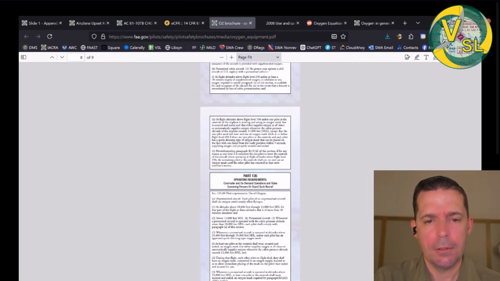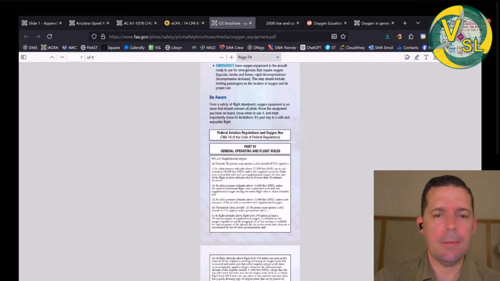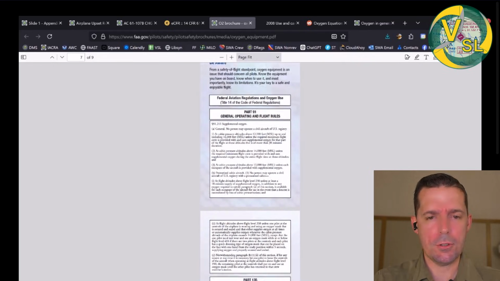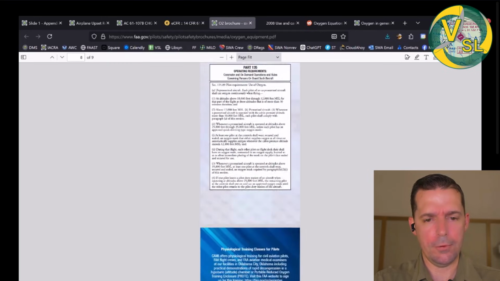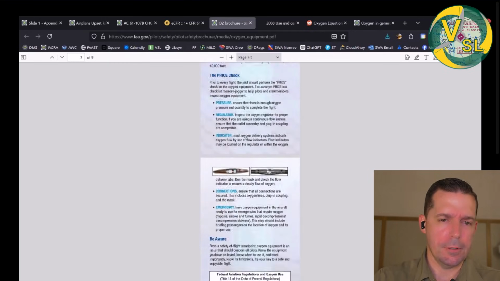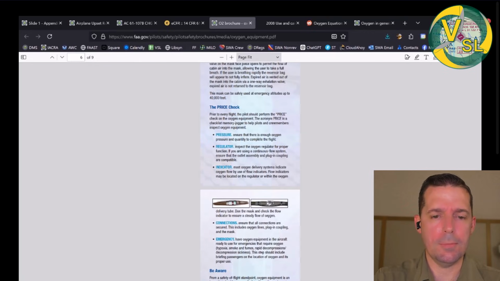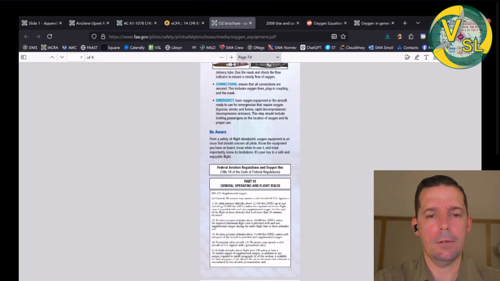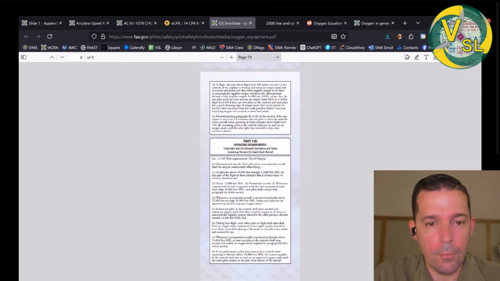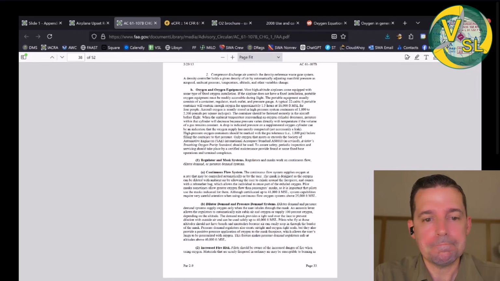Back to our pamphlet here. Our pamphlet ends with Part 91 General Flight Rules and Part 135 Requirements. So you can kind of look at those. Those aren't up to date, so I would look at the current versions, but it'll at least get you in the right ballpark of where to look in Part 91. So Part 91.211 for supplemental oxygen and Part 135.89 for pilot's use of that.